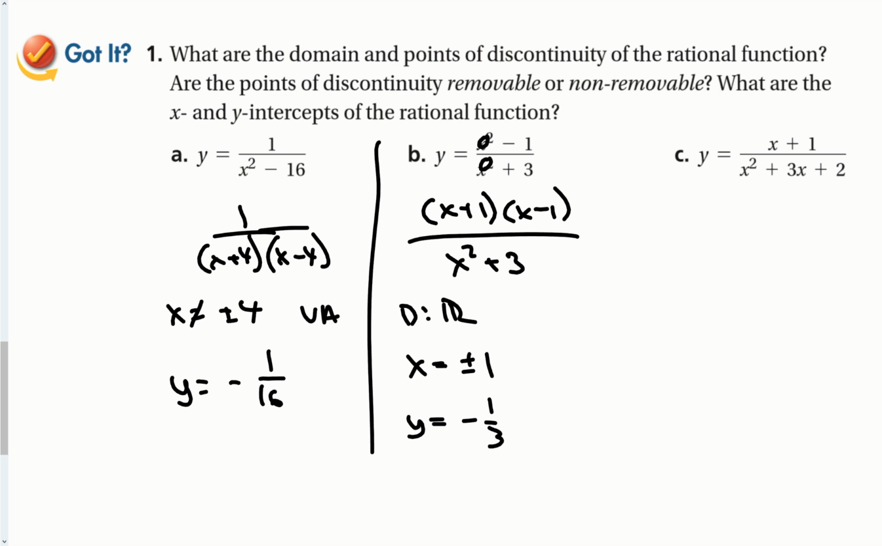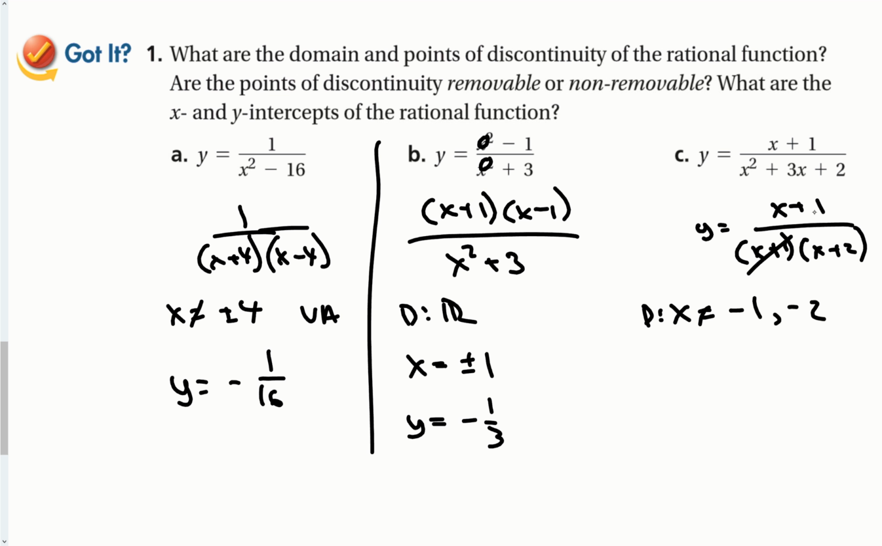Okay. For the last one, factor it. So y is going to be x plus 1 over, bet something's going to cancel here. Yep, x plus 1, x plus 2. Okay, that means that the domain is that x cannot be equal to -1 and -2, but this is a hole, this is a vertical asymptote. This discontinuity is removable, this one is non-removable.